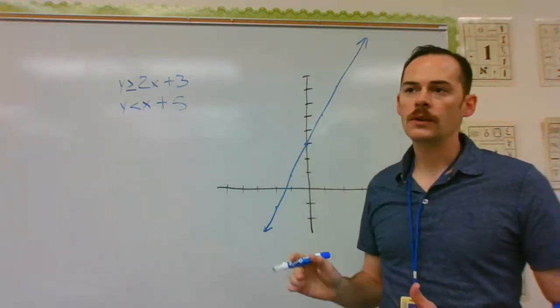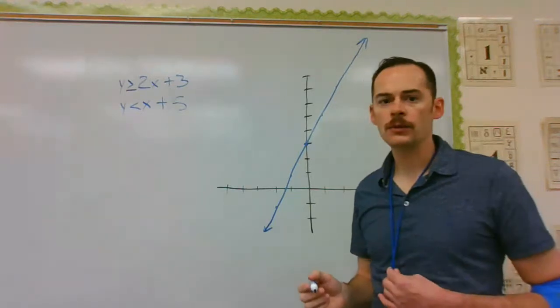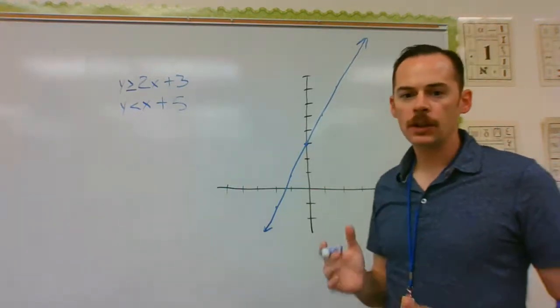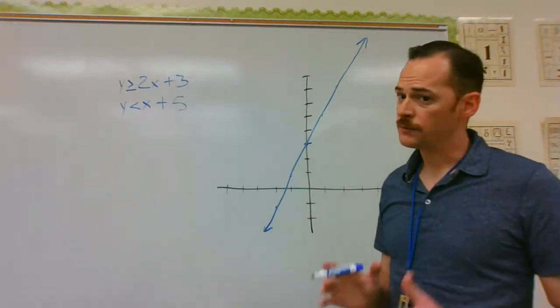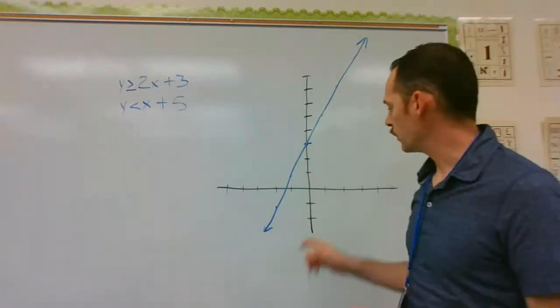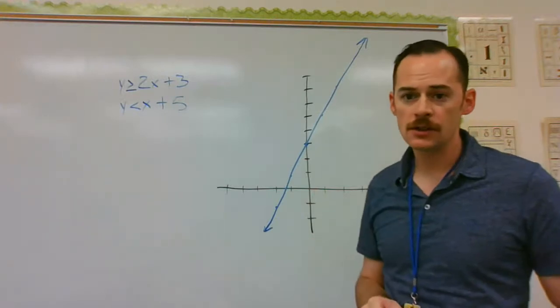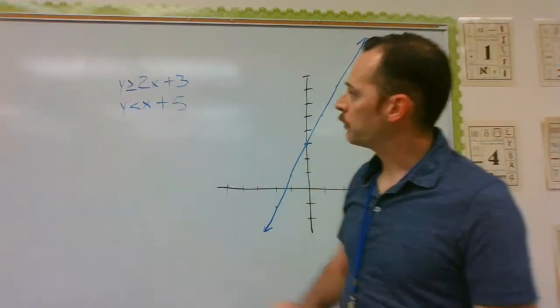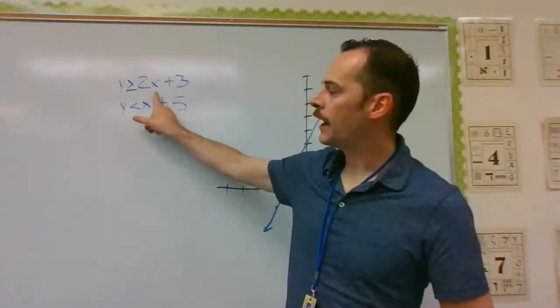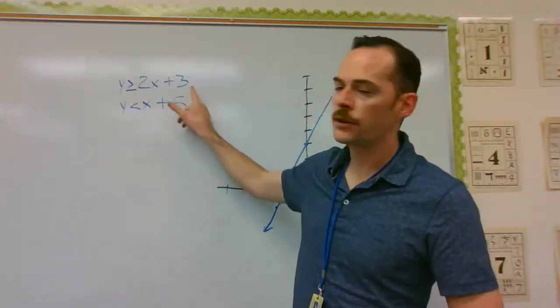Now, in order to know what side of the line we're talking about, we have to plug in a coordinate. The coordinate I always like to use, my go-to coordinate, is 0, 0. If the line isn't going through 0, 0, I'm using it. So I'm going to plug in 0 for y and 0 for x, and I get 0 is greater than or equal to 3.